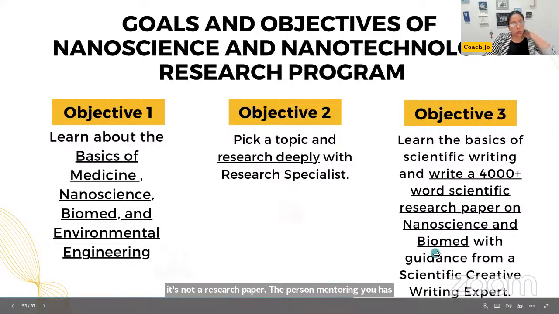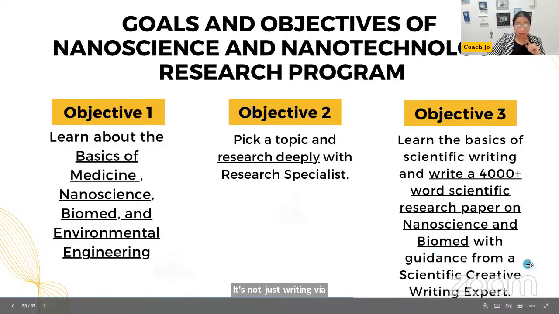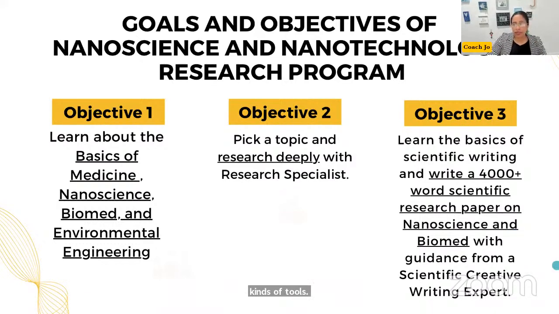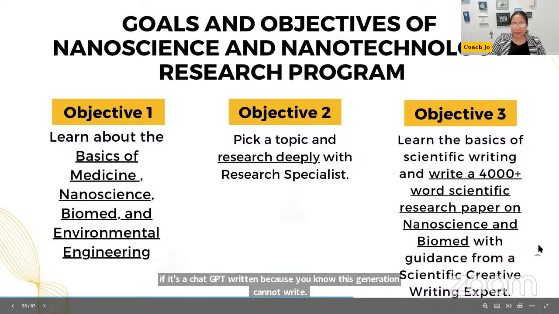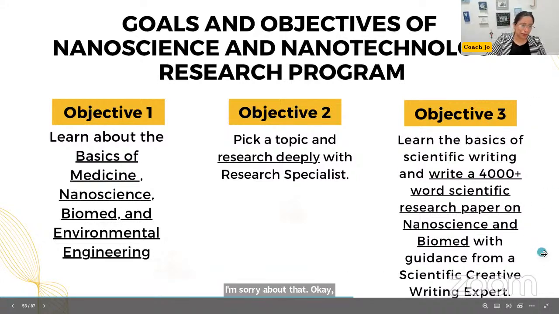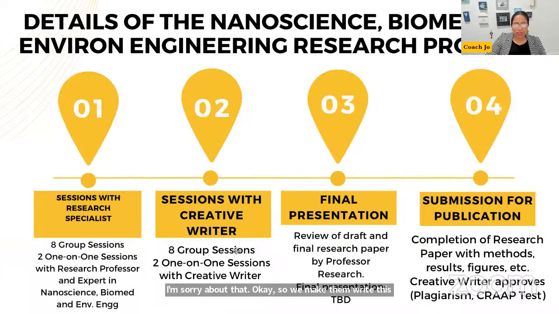Okay, and next we make them write a 4,000-word research paper. It's not just writing via ChatGPT. Remember, our professors have all kinds of tools that will check if it's ChatGPT written, because this generation cannot write. I'm sorry about that. Okay, so we make them write this research paper and we submit it for publishing. Okay. And so this is what it is.